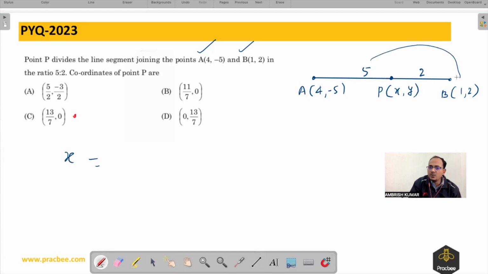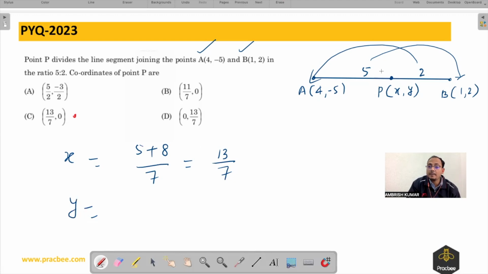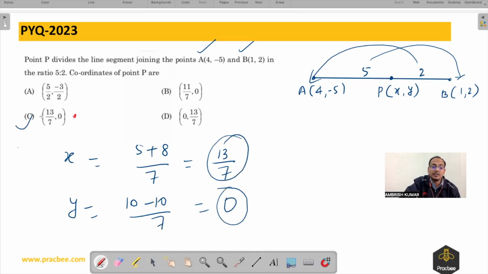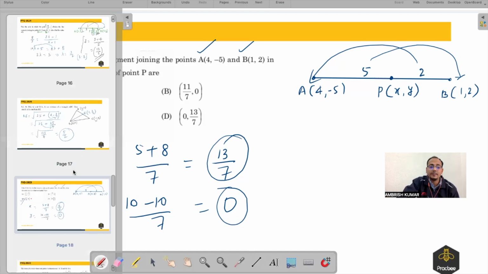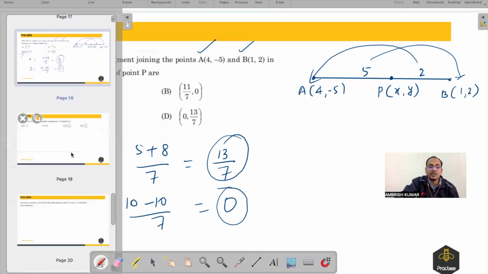So this 5 into 1, 5, plus 2 into 4, 8, divided by 5 plus 2, 7. So 8 plus 5, 13 by 7. And the y coordinate is going to be again 5 into 2, 10, and 2 into -5, -10 by 7. So it's going to be 0. So 13 by 7 and 0, that is the answer. So the C option is the correct option. Going to the next question.